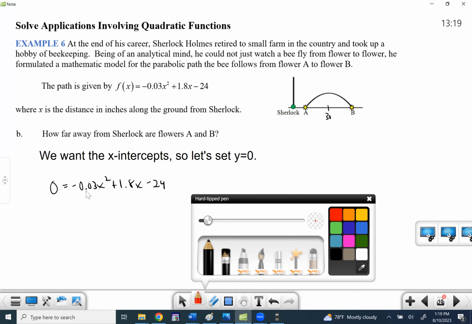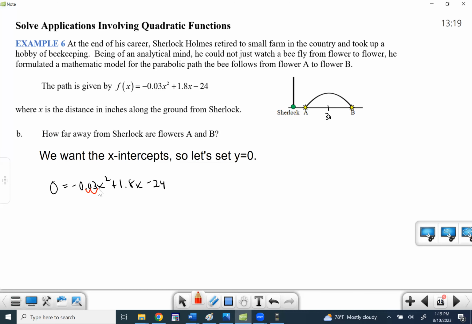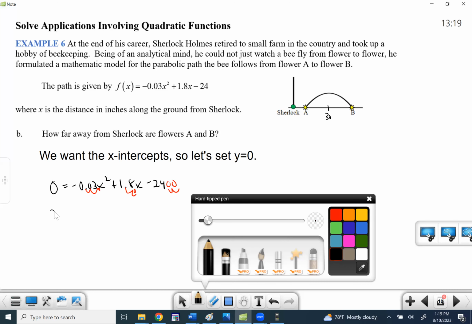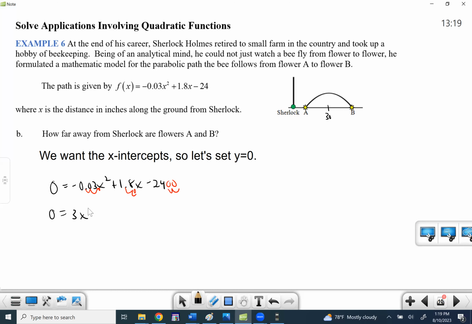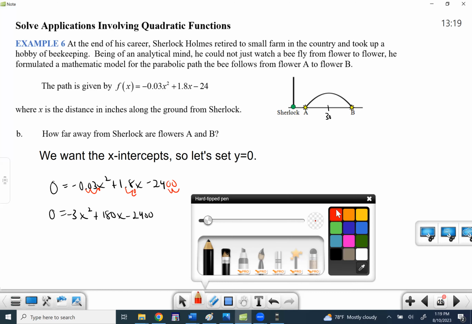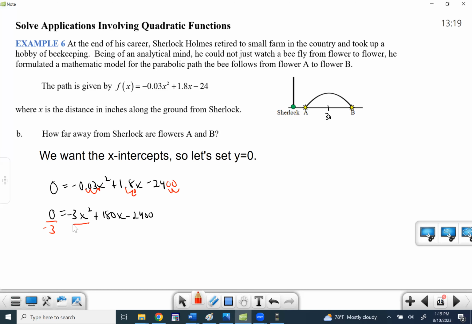So if we were to move the decimal 2 times, 2 times, 2 times, then we could turn this into negative 3x squared plus 180x minus 2400. The next thing I would do is go in and change all the signs. Let me just do this. I would divide by a negative 3 because everything 3 goes into, and it's going to shrink it down and it's going to change the sign.